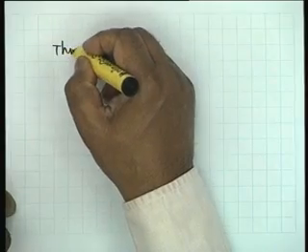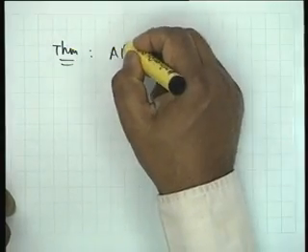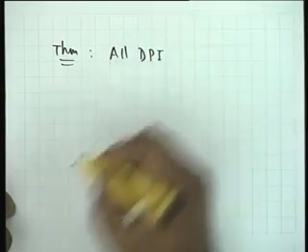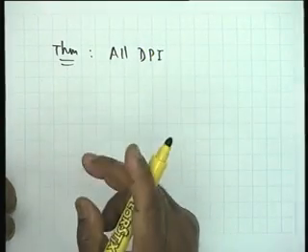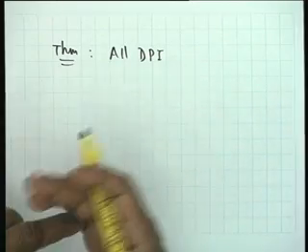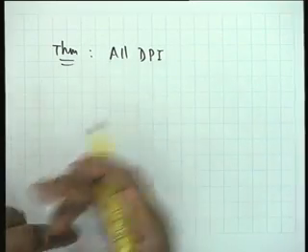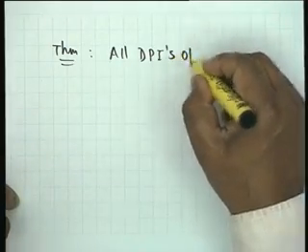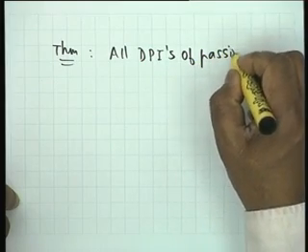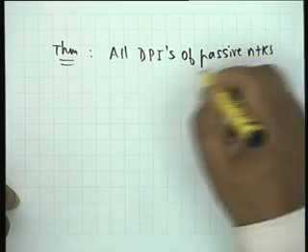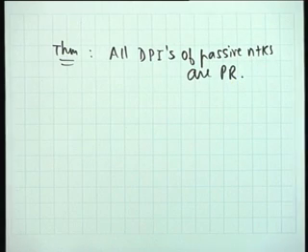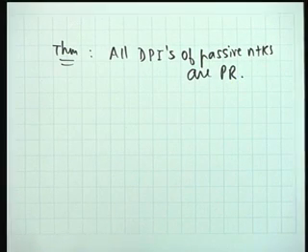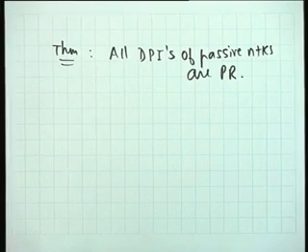And therefore, our theorem now states that all DPIs, and this I is now immittance, IMMITTANCE, it is impedance as well as admittance. All DPIs of passive networks are positive real. Okay, now the question of testing.